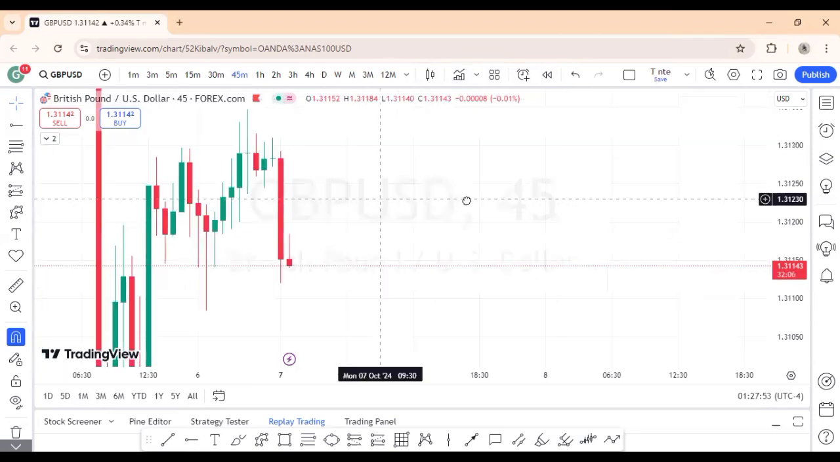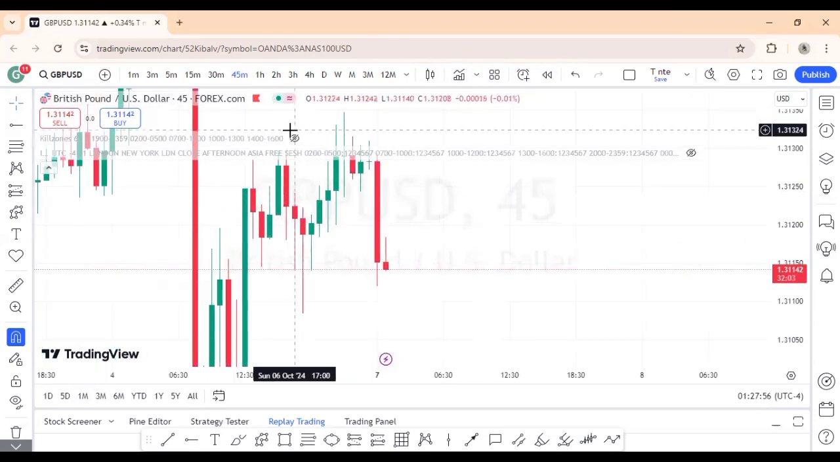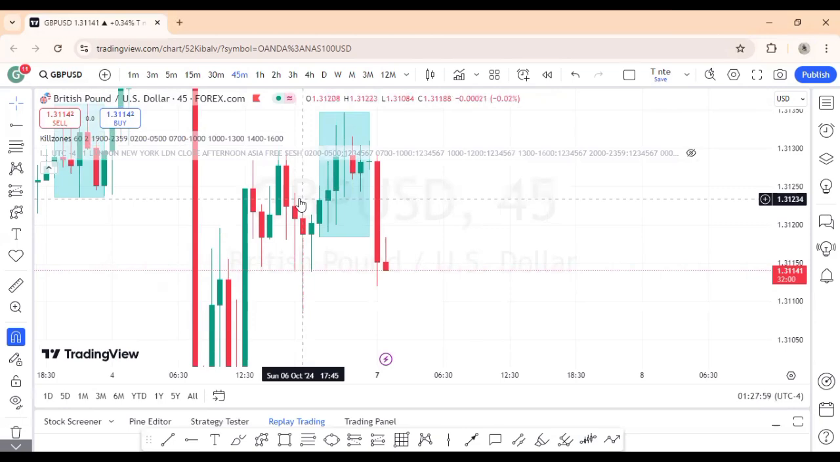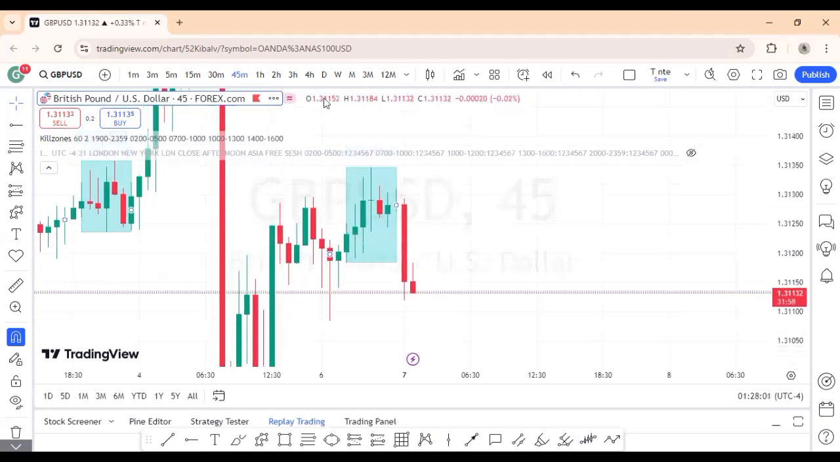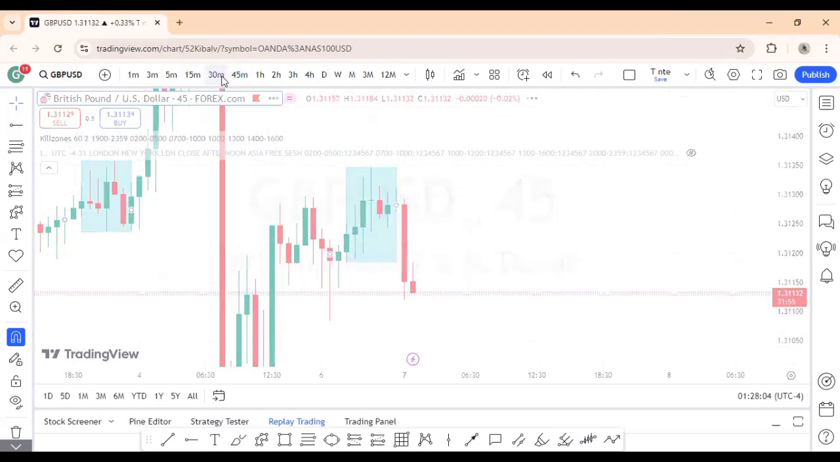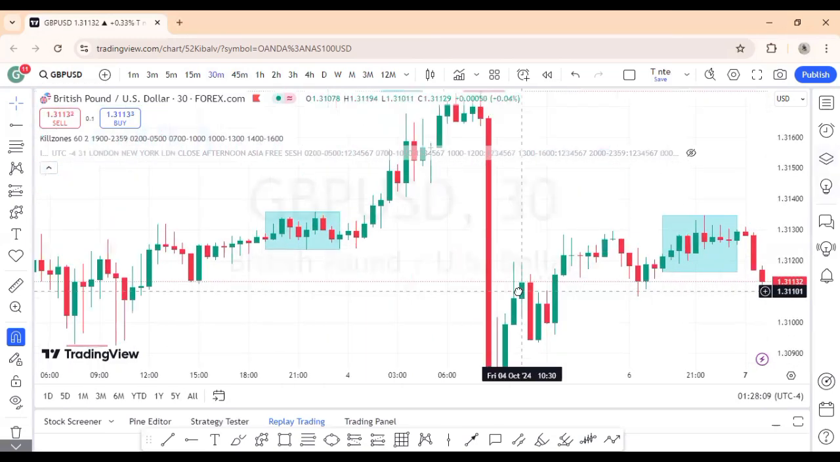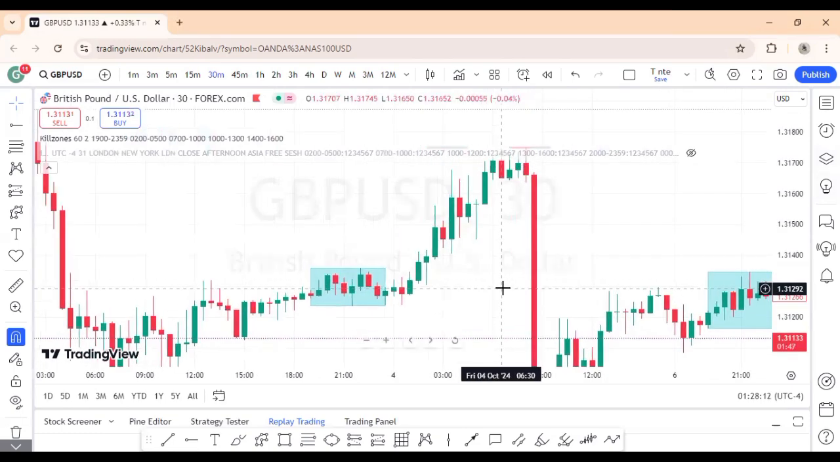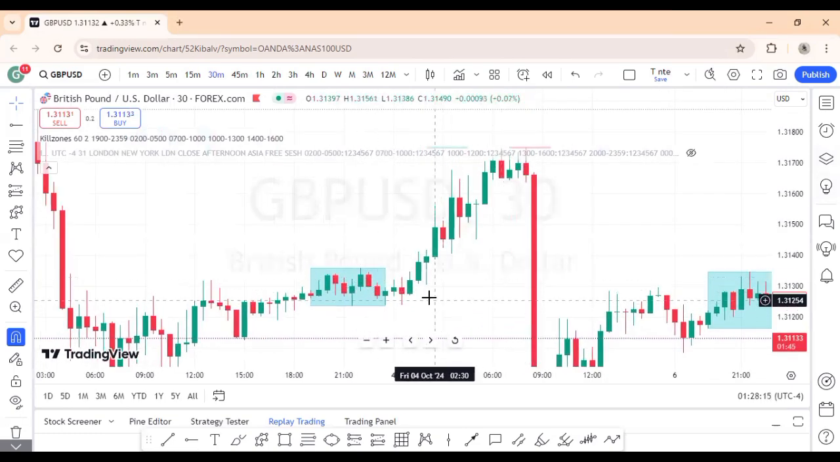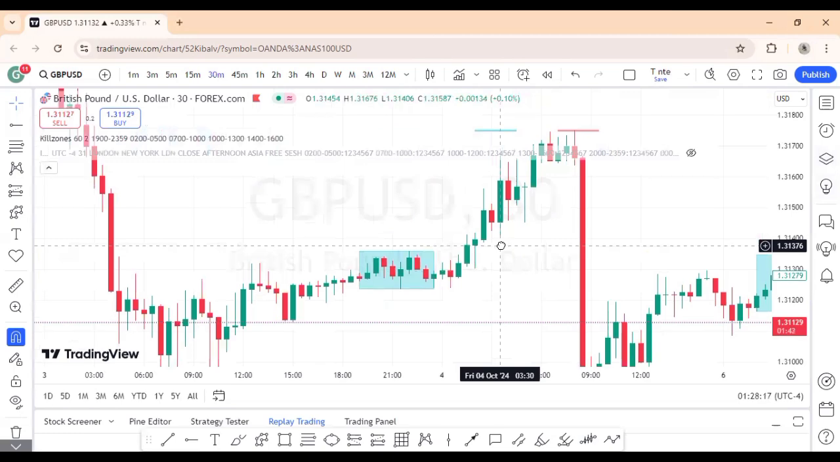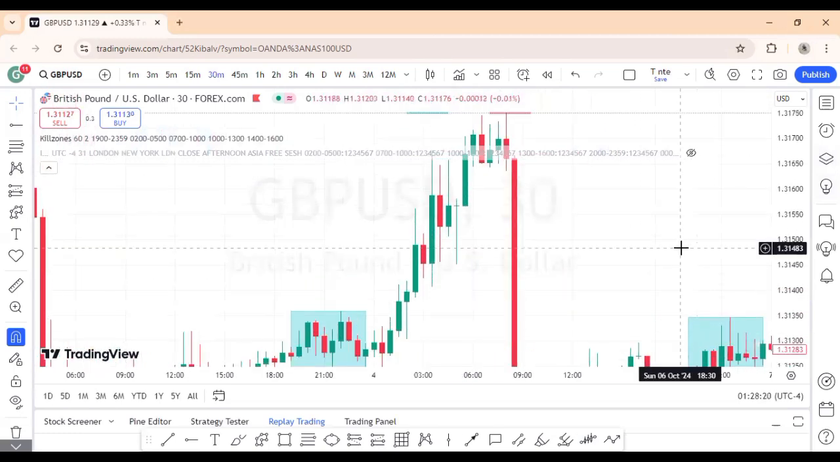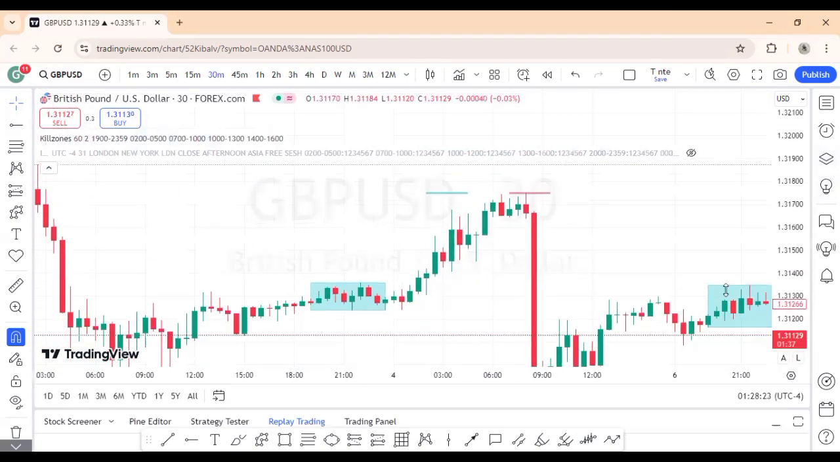Right, so now let me bring in this tool. This is the 30-minute time frame. Right, so let's see. All right, so what do we have here? This red line signifies New York. This red line is an indicator. The blue signifies London, and then this box signifies Asia, right?